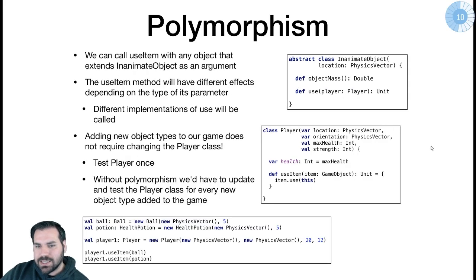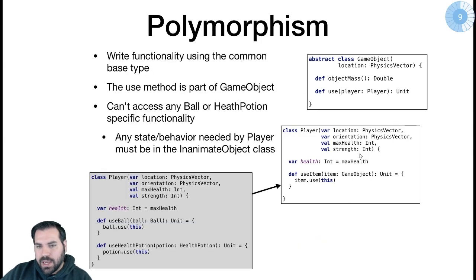What does health potion have? Health potion has a volume. In our player class, we can't access the volume of a health potion at all. But we can call the object mass method, which gives us the mass of the health potion, which is derived from the volume of the health potion. It's the volume times 7 in our code. So we can get a measure of something that's affected by the volume of that health potion, but we can't just say item dot volume. That's not going to compile. The compiler's going to yell at us.